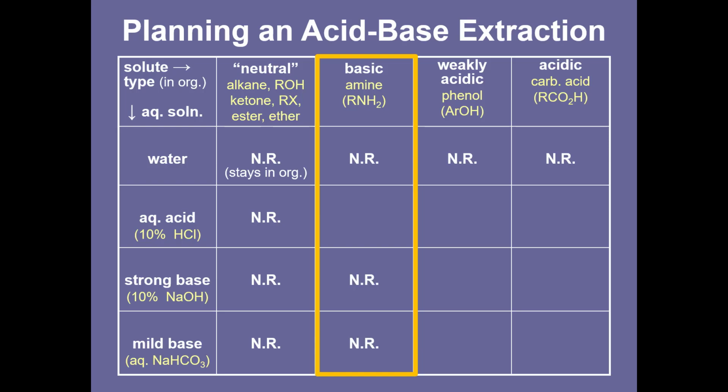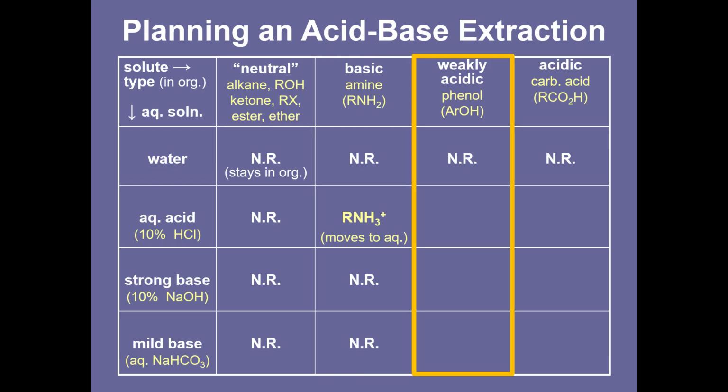Treatment with acid, however, causes the amine to be protonated, and because the resulting ammonium salt is ionic, it will migrate from the organic layer to the aqueous layer. A weakly acidic phenol does not react with an acid or with a weak base, such as bicarbonate. However, if a strong base is used, then the phenol becomes deprotonated. The resulting phenoxide ion is water-soluble and would be extracted into the aqueous layer.